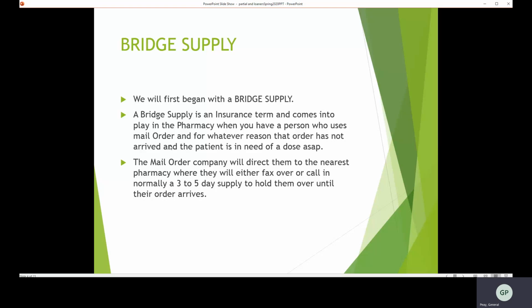Usually the mail order company will check back and see if the prescription has been filled. And if it has been filled or it hasn't been filled, they'll ask you what time the customer can actually pick up the medication. Once you give them that time, the mail order company will call the customer back and say, the pharmacy will have your medication ready at this specific time. And the customer just shows up at the pharmacy and picks up the medication. So remember, it's only a 3-day supply, just a holdover until the prescription actually comes in the mail. And it's always a zero copay. So it's called a bridge supply. Very simple.